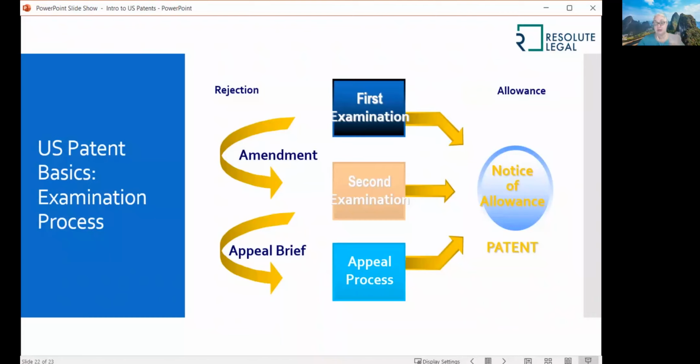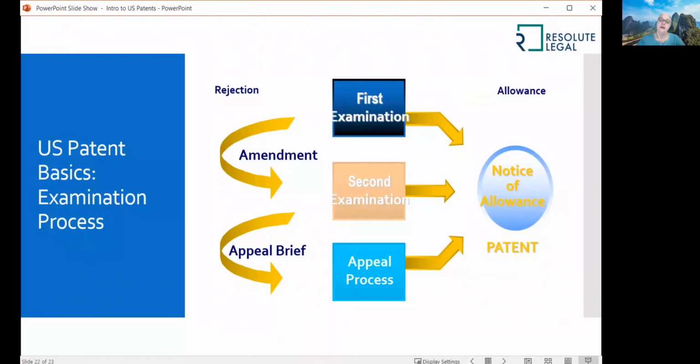You get 2 looks by the office at your invention, 2 chances to convince that examiner to give you a patent. And then you have to pay the fee again. You can continue the examination and pay the fee again and get 2 more shots at convincing the examiner.